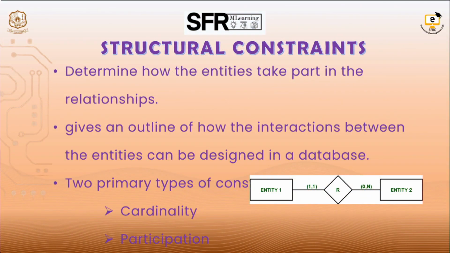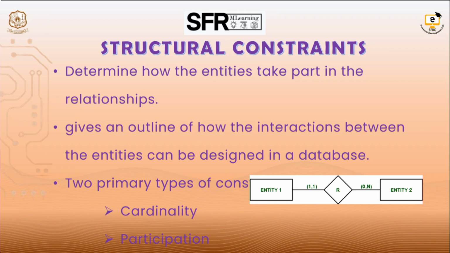First of all, let me see what a structural constraint is. Structural constraints, within the context of entity relationship (ER) modeling, specify and determine how the entities take part in the relationship, and this gives an outline of how the interaction between the entities can be designed in a database. There are two primary types of constraints: cardinality, which specifies the number of instances in a relationship, and participation, which specifies whether all or some entity instances are involved in the relationship.